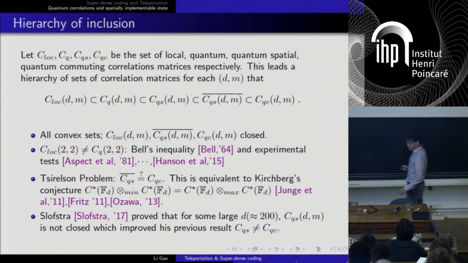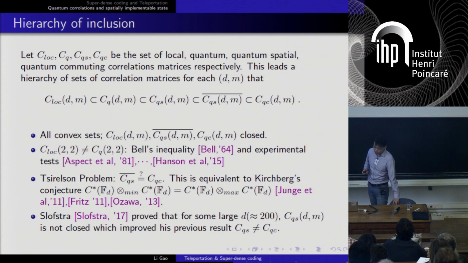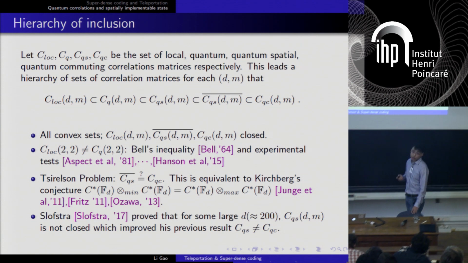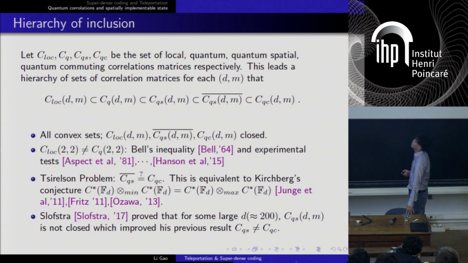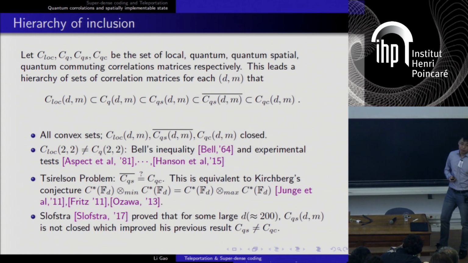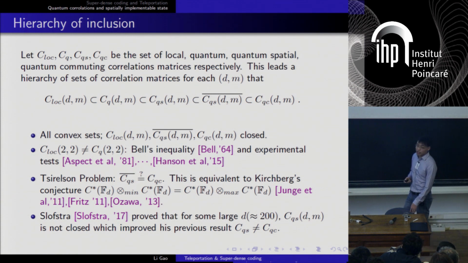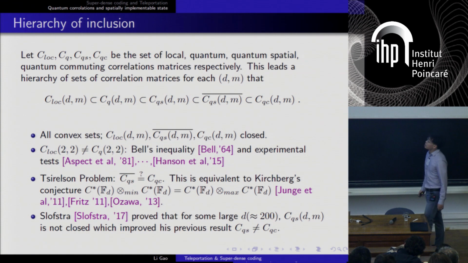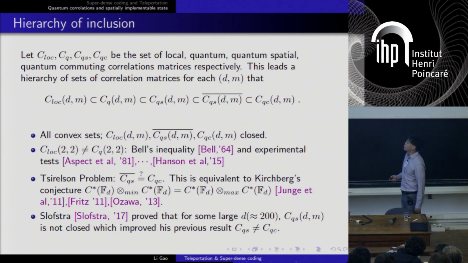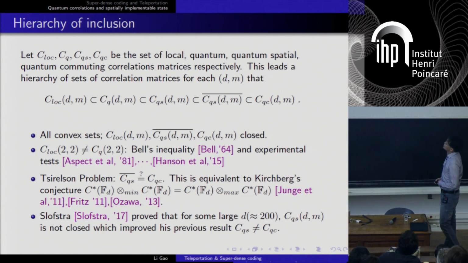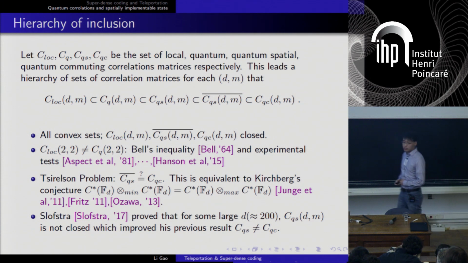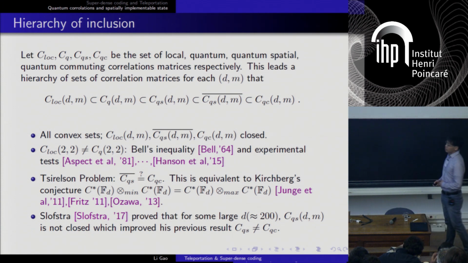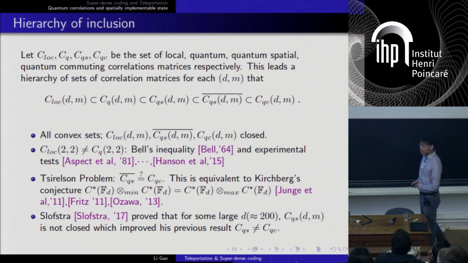The first observation that provides a separation of one of these inclusions is the Clauser-Horne-Shimony-Holt Bell inequality, which also serves as an experimental test for entanglement. The last inclusion is called the Tsirelson problem. It asks whether the closure of quantum spatial equals quantum commuting for every size d and m. This was proved to be equivalent to the Connes embedding conjecture by Junge, Navascués, Palazuelos, Pérez-García, Scholz, Werner, and by Fritz and Ozawa.